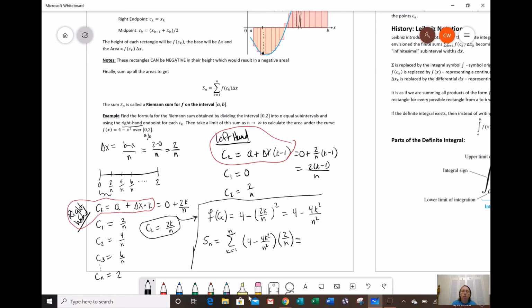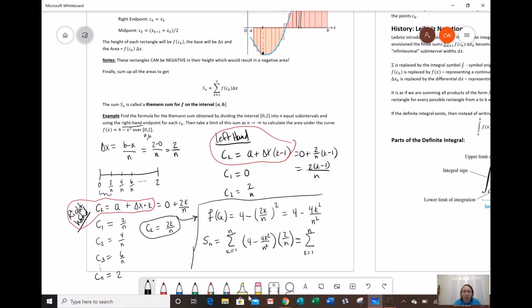But do I want to distribute the 2 over n, or notice k is what's changing here. This is a constant. We could pull him all the way out. It's really up to you which way you want to do it. I'm going to distribute him and pull him out of the individual summations. I think that would be easier. So let's distribute that into the parentheses, the 2 over n.